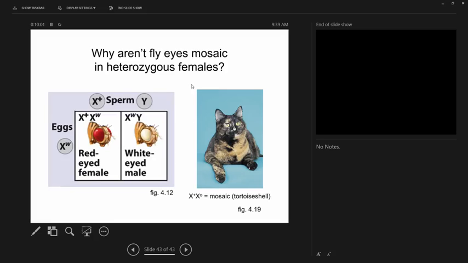So thinking back to how fruit flies and mammals differ in how they do dosage compensation, why would this fruit fly eye in the female not be mosaic just like the cat? They do not have X chromosome deactivation. Who can remember, because the test was just Thursday, and I asked a question on it, the mechanism for dosage compensation in fruit flies?